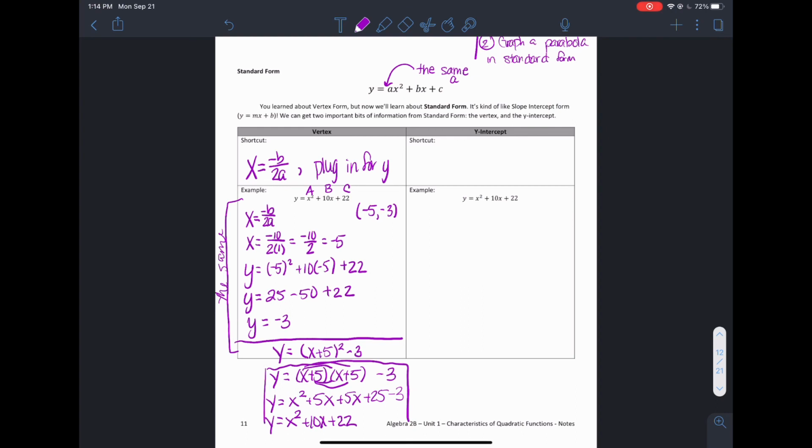So that's going to be important for us when we learn how to graph. These two equations are the same parabola represented in two different ways.